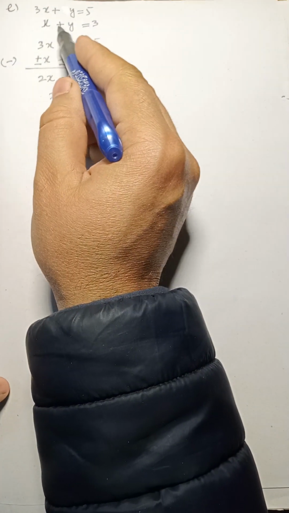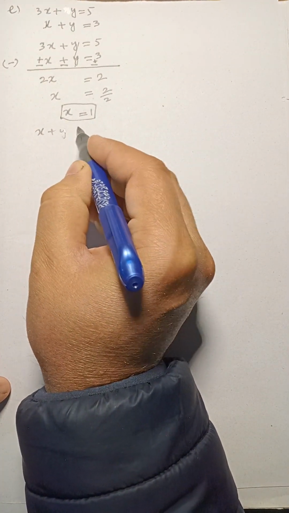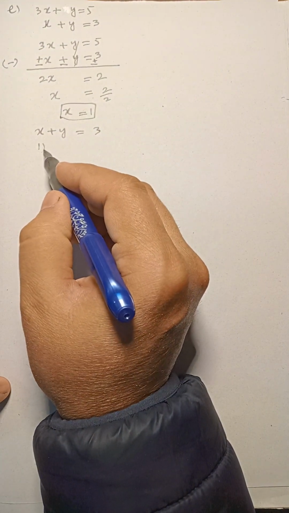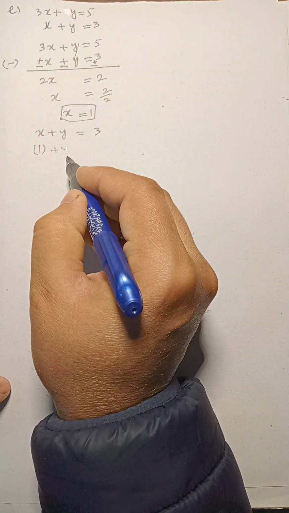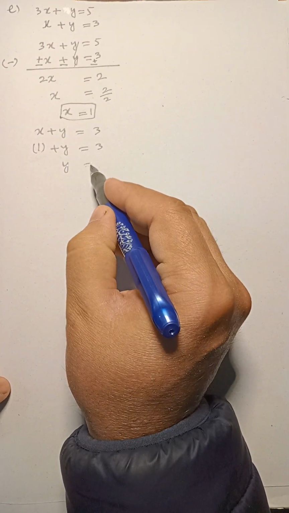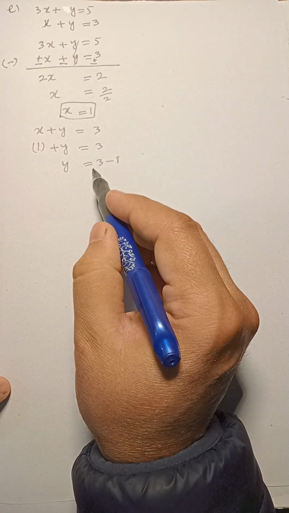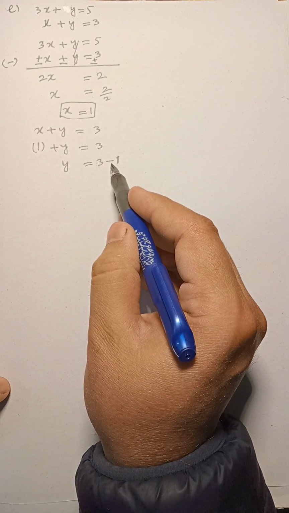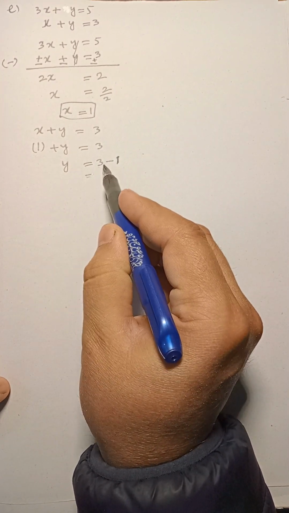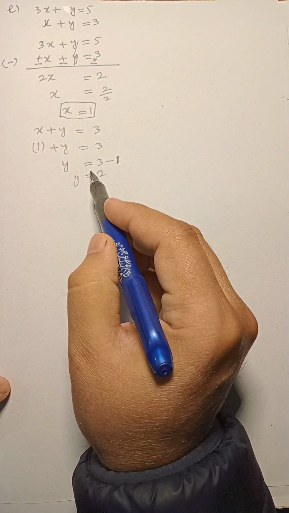Now choose any equation. This is a simpler equation. Write this equation here, x plus y is equal to 3. Now put the value of x, that is 1, here, is equal to 3. Now carry this 1 to the other side, it will be subtracted while carrying it toward the other side. This 3 when subtracted by 1, the answer is 2 here. Now the answer of y is 2.